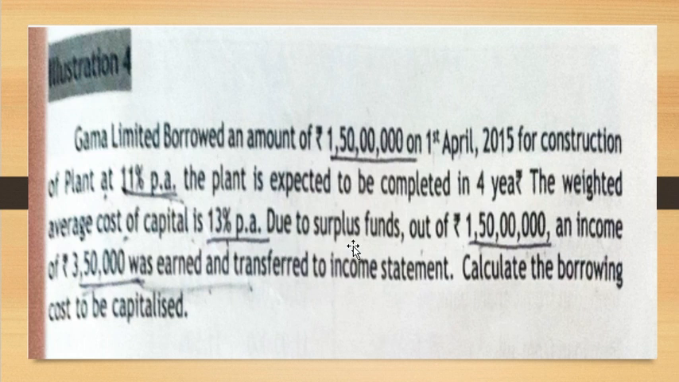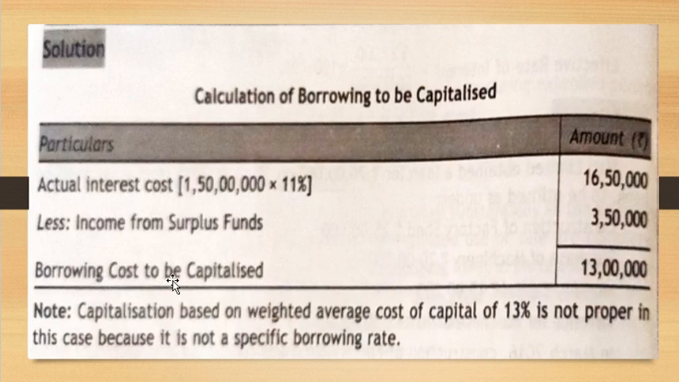They also stated, due to surplus funds out of rupees 1 crore 50 lakh, an income of rupees 3 lakh 50,000 was earned and transferred to the income statement, and they have asked us to calculate the borrowing cost which is to be capitalized. So let us get into the calculation. This is your calculation of borrowing cost to be capitalized.